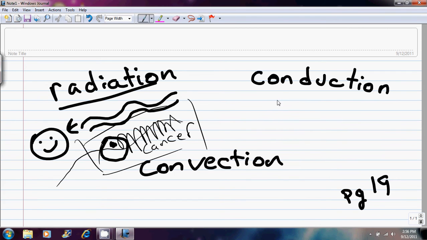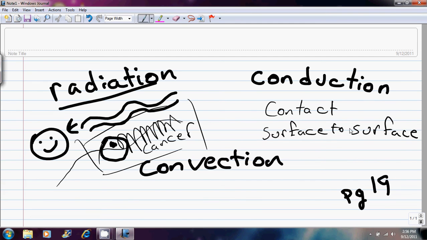The next one you have is conduction. Now conduction is heat transfer through contact. You need to have direct contact from surface to surface. Remember, that's the thing I was telling you about.